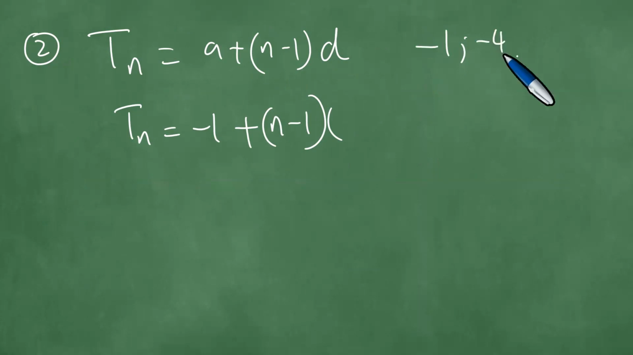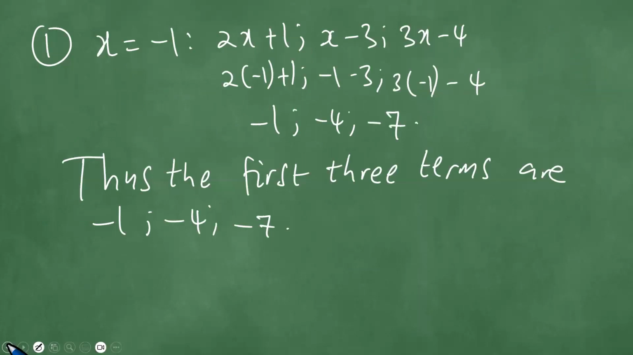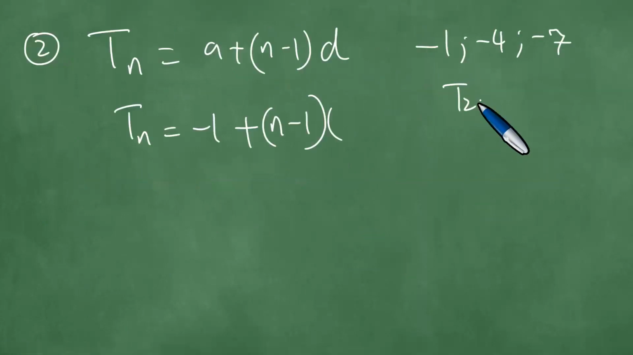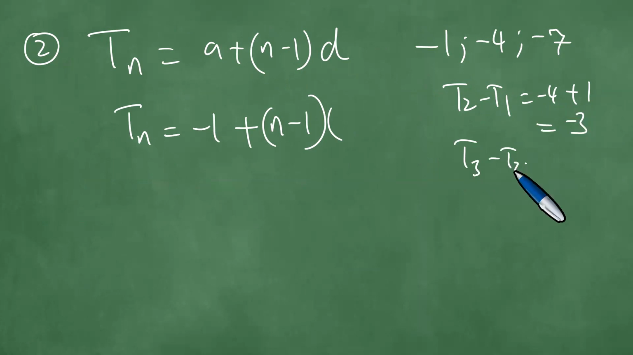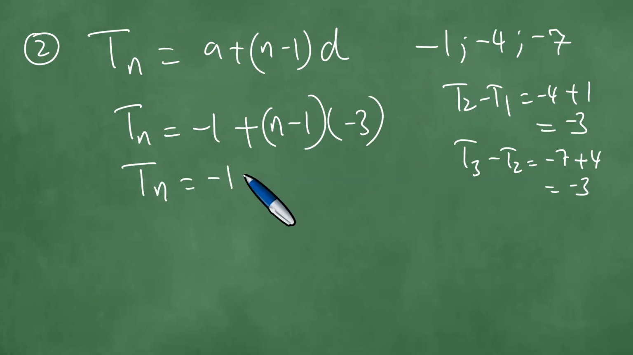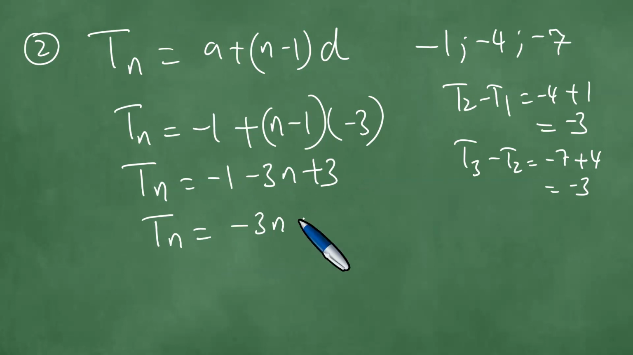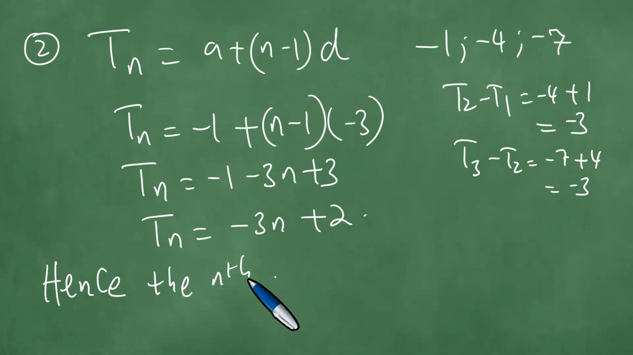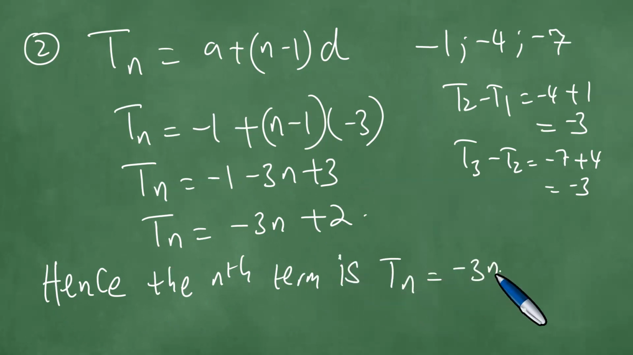Okay, you have minus 1, minus 4, minus 7. Is this correct? Yes. So what is T2 minus T1? The common difference is minus 3. So minus 1 plus (n minus 1) times minus 3 gives minus 1 minus 3n plus 3, which is minus 3n plus 2. And this is the nth term. Hence, the nth term Tn is minus 3n plus 2.